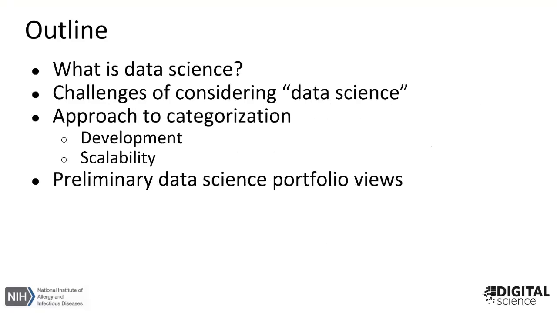So to start, I'm going to talk a little about what is data science and some of the challenges we ran into considering what a data science portfolio at NIAID would consist of. From there, I'm going to talk about the approach we took to categorization, how we developed that, and how we decided to scale that. And at the very end, I'm going to present some very preliminary data science portfolio views we can come up with using this new method.